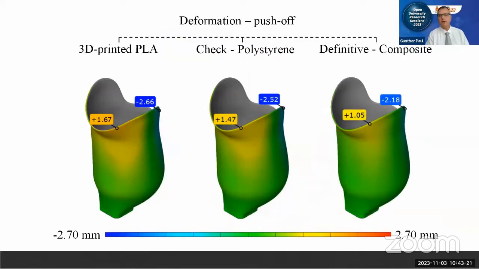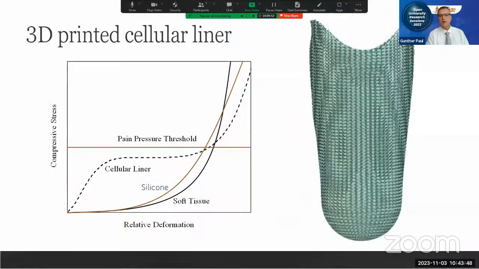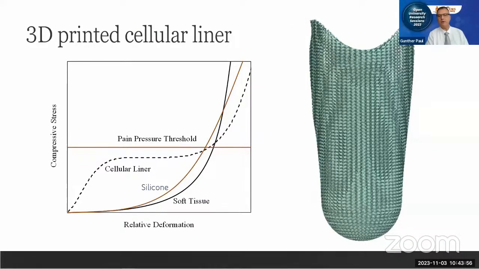The same simulation is repeated here for the three optional 3D printed materials for push-off. We can see that at the anterior knee side, the mechanical deformation is 60% higher for the PLA printed prosthesis compared to the composite print. Relative deformation of the socket and liner is directly related to compressive stress and the pain pressure threshold. Clearly, a 3D printed cellular liner manages almost perfectly to reproduce the mechanical behavior and pain pressure threshold of human body soft tissue.